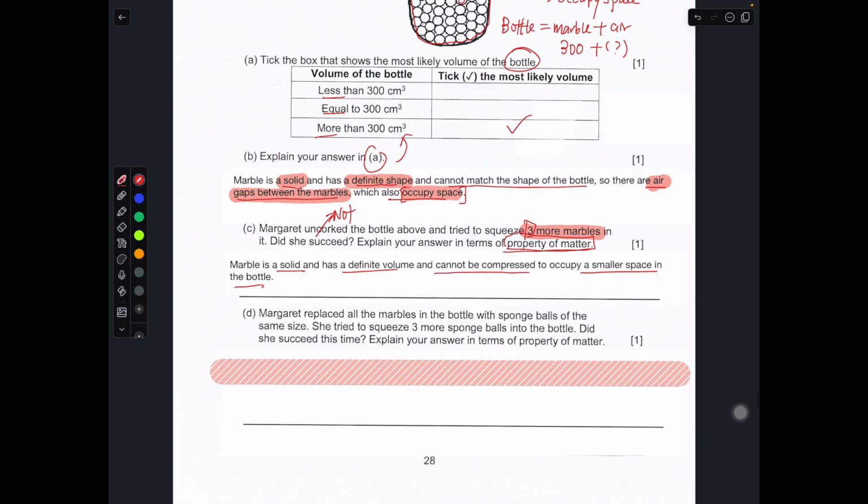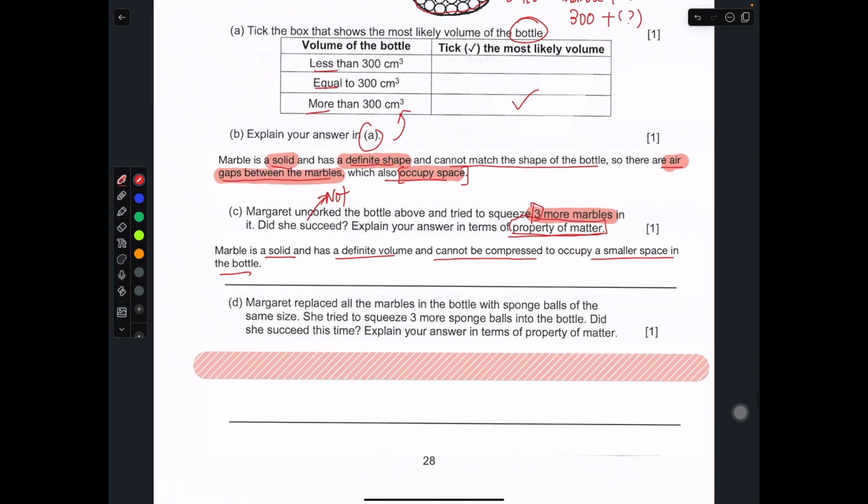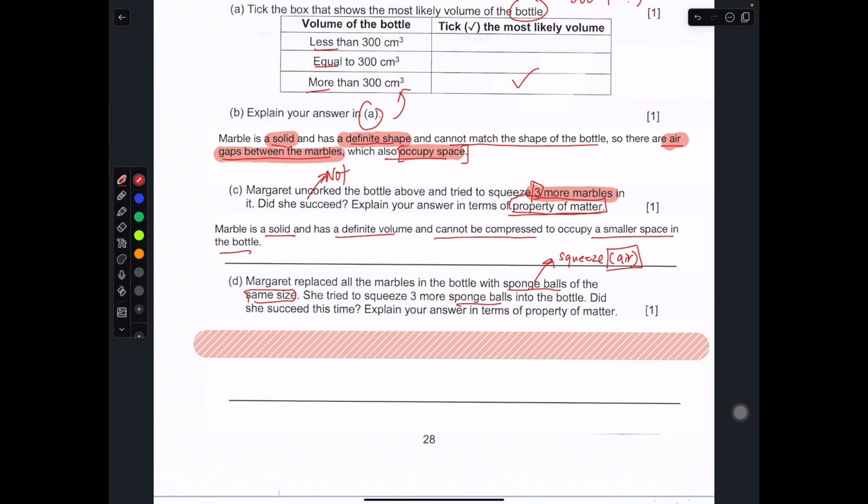Okay, so she tried to replace all the marbles in the bottle with sponge balls of the same size. So you know sponge ball, you can squeeze it, and when you're squeezing, you're actually squeezing the air out. Okay, so she tried to squeeze 3 more sponge balls in the water bottle. Did she succeed? Yes, this time yes. But this time it's not because the solid itself can be compressed. No, it is still solid, but it's the air inside the sponge that allows it to be compressible.